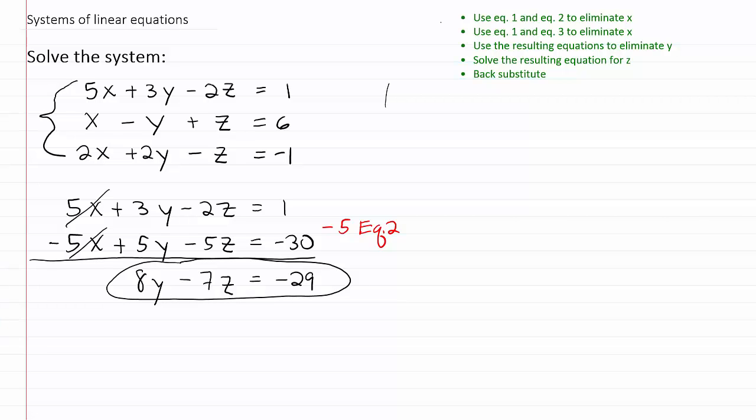Step 2 says to use equation 1 and equation 3 to eliminate x. So I'll copy down 5x plus 3y minus 2z is equal to 1. Let's copy down equation 3 as well. So we have 2x plus 2y minus z is equal to negative 1. And now let's think about what we'd have to multiply these two lines by in order to make sure that the x variable will cancel out when we add the two equations together. Well, what if I multiply the top equation by negative 2 and I multiply the bottom equation by positive 5? What would happen then?